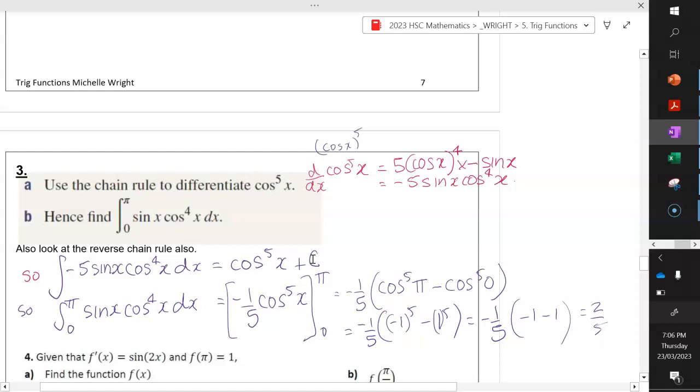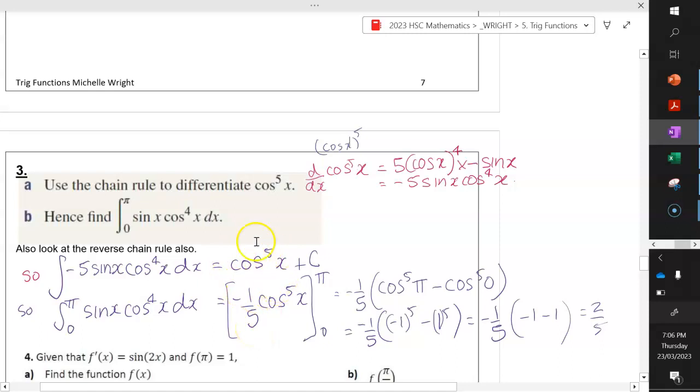Therefore, I'm going to use the hence part. So it's saying hence. Hence use this information we found above to solve this. So I've written my question there from above, and I can see that what I want to solve is similar. I've got sine x, I've got cos to the power of 4 x. This is minus 5 times larger than this. So this must be minus 5 times larger than this. So I'm going to multiply by minus 1/5 to get it to work.